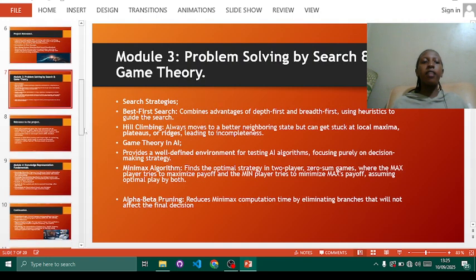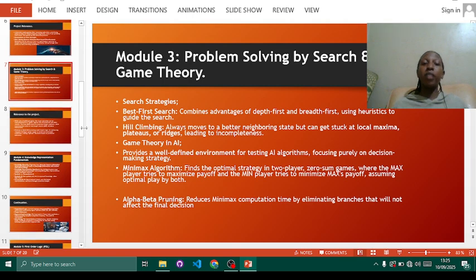In the third module, we talked about problem solving by search and game theory. What is a search? There are many search strategies, such as informed search and uninformed search. We also have best first search, which combines the advantages of depth first and breadth first search.